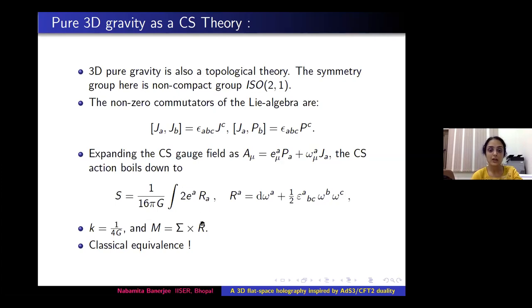Okay. So at this point, what we are seeing is that classically the two actions are equivalent. So this is just a classical equivalence. By that I mean that the two actions are equivalent. One can see that one can go from one to the other if I take the gauge group of the Chern-Simons theory to be this non-compact gauge group ISO(2,1).